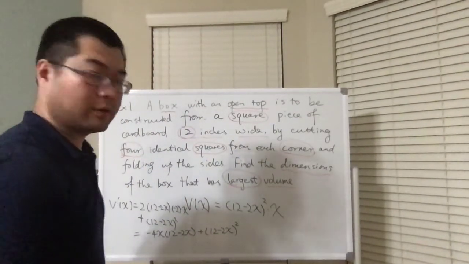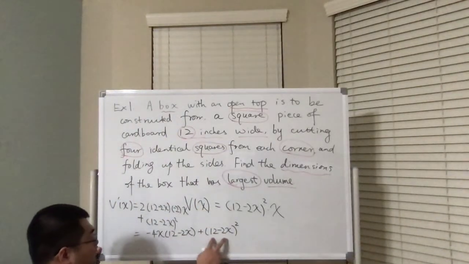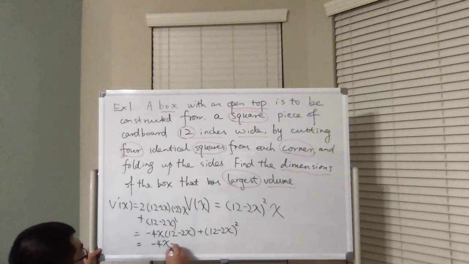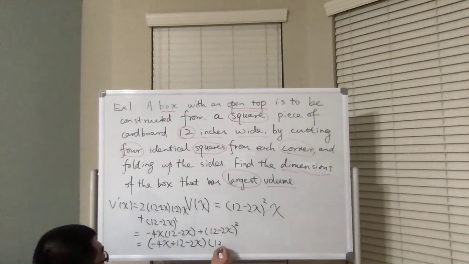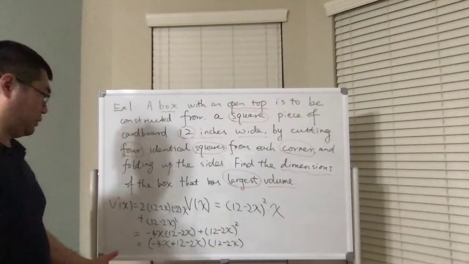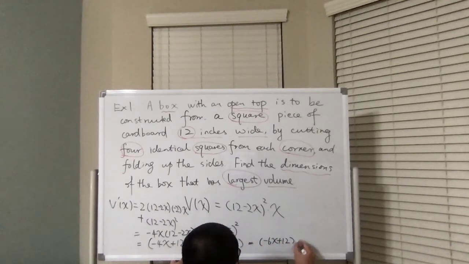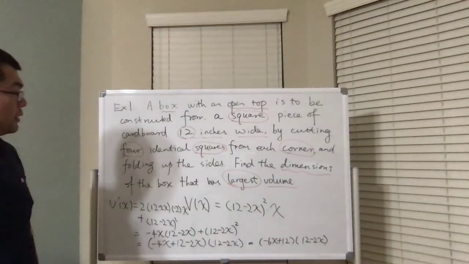I hope you can still see this. Okay, cool. If I reorganize, you see I can factor (12 minus 2x) out. It's going to be negative 4x plus (12 minus 2x), then multiply (12 minus 2x). If I simplify this, it gives us negative 6x plus 12 times (12 minus 2x).